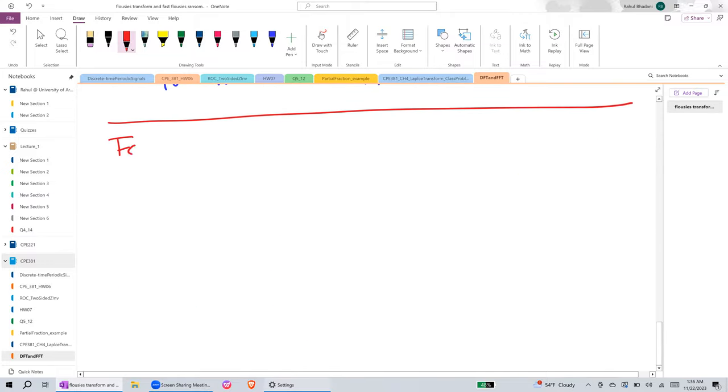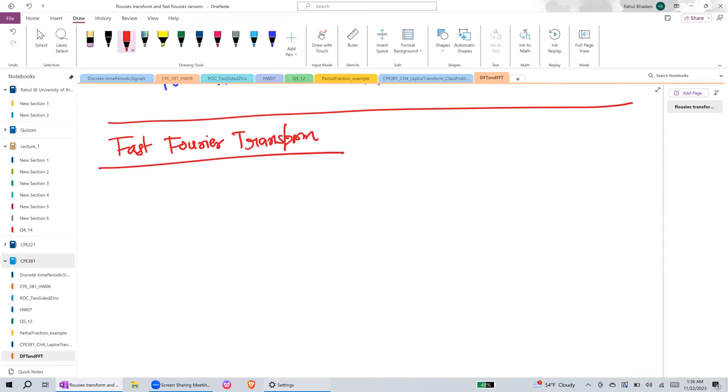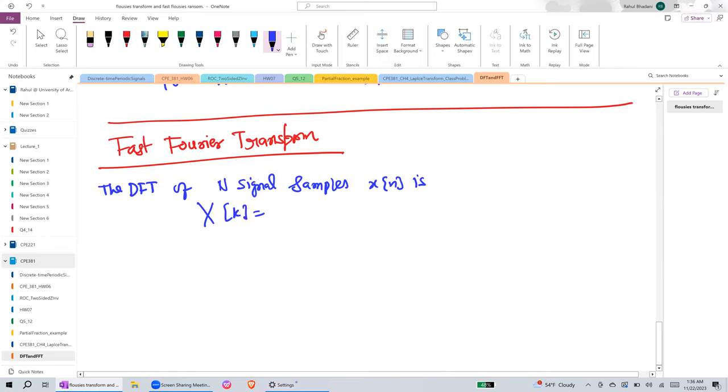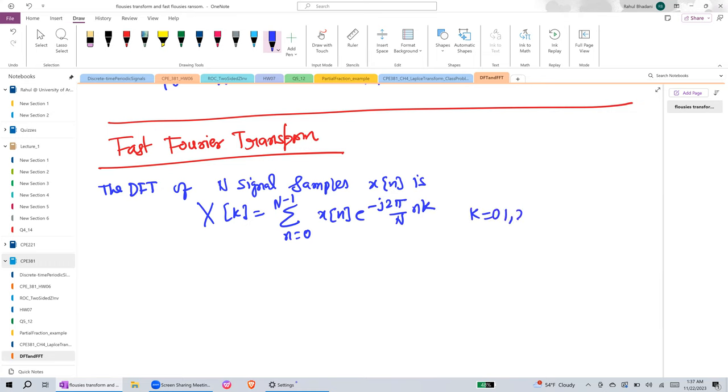Now let's look at the fast Fourier transform. So if we have N signal samples, the DFT of N signal samples x of n is x of k equal to summation n equal to 0 to n minus 1 of x of n e to the power minus j 2 pi divided by N n k, k equal to 0, 1, 2, dot dot dot, n minus 1.